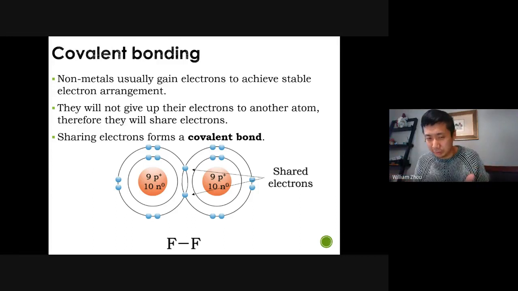So here's the difference. Nonmetals share electrons to form covalent bonds. Metals and nonmetals, they give electrons. More specifically, metals give electrons to nonmetals, so they form ionic bonds. Okay, do we have any questions regarding covalent bonding?